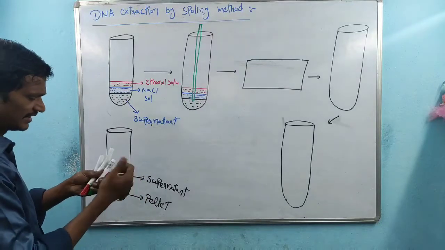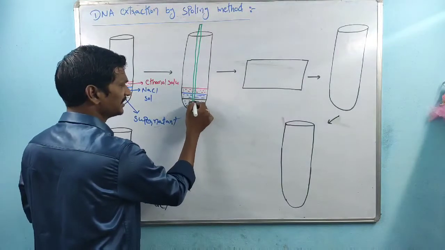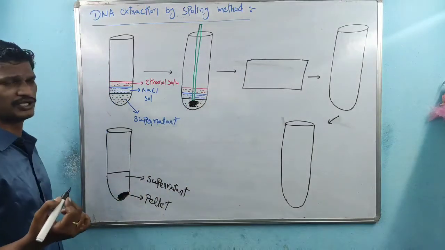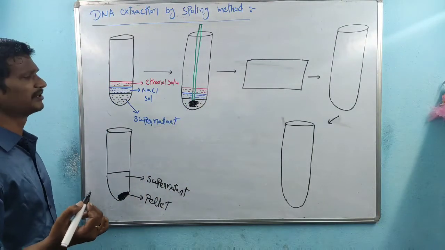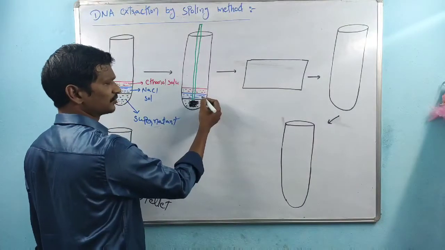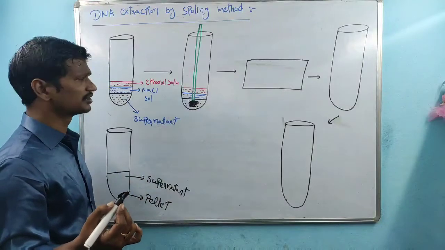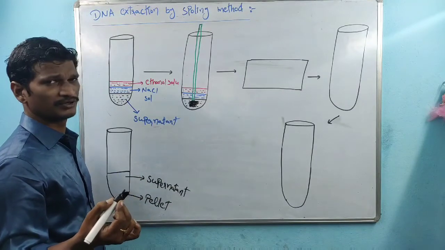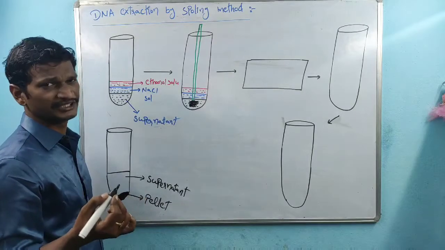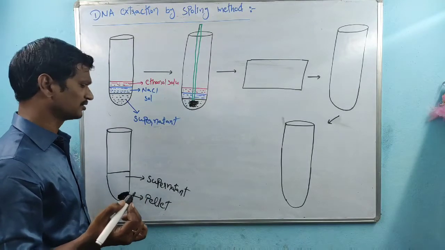whatever DNA content is present is attached to the glass rod. So what I am telling here is simple. After the addition of NaCl solution and chilled ethanol, we need to dip a glass rod, right? So the DNA is activated and attached to the glass rod.